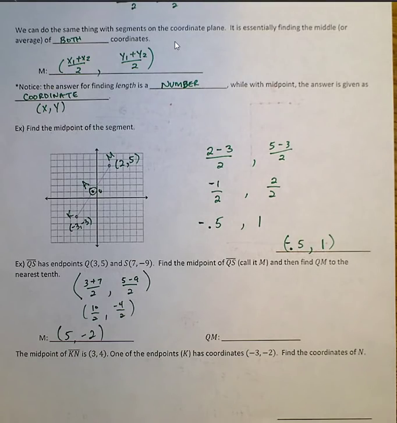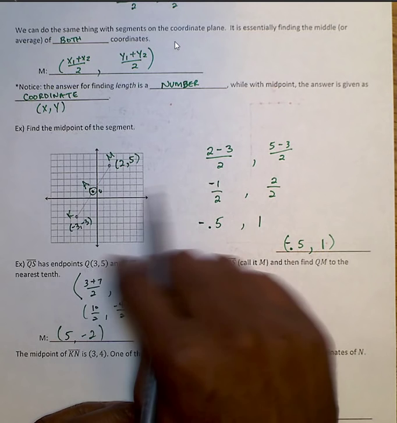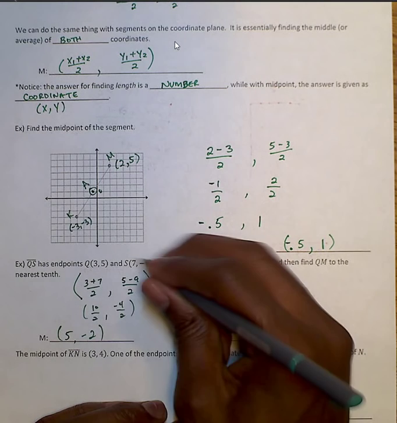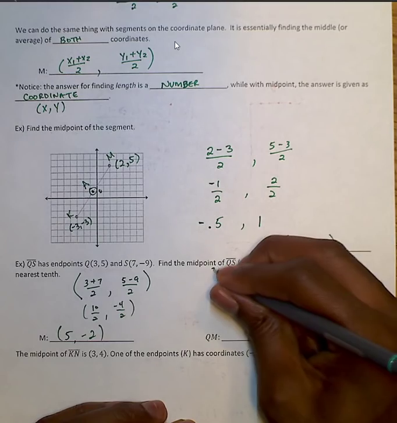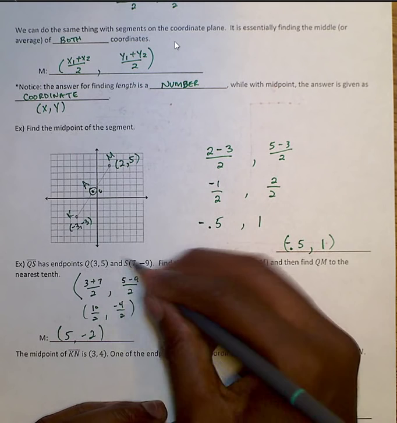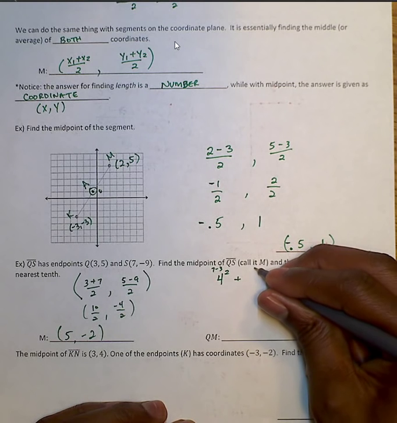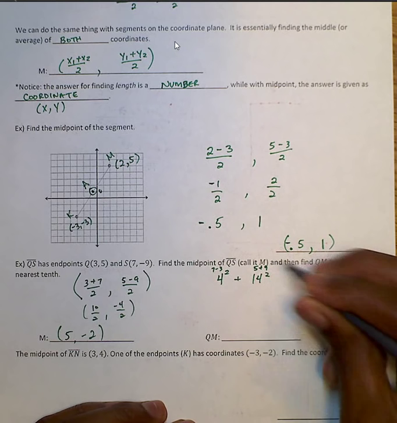Alright, and then they ask us to find QM, which is telling us to find the length of that. And so now I'm going to do the distance, or the difference of the x's. So how far apart is 3 from 7? 4. Okay, squared. How far apart is 5 from negative 9? Well, 5 minus negative 9 or plus 9, 14 squared. And so that equals c squared.